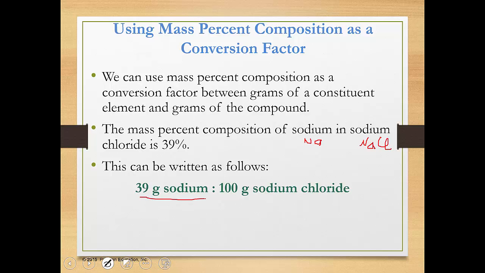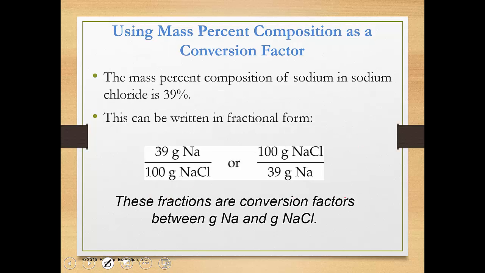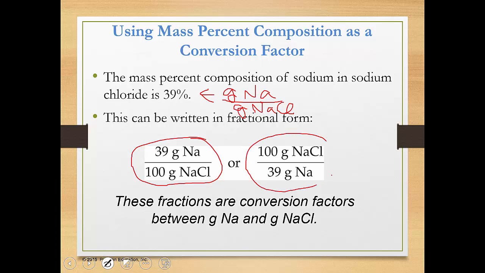So now if we have this ratio, we can use that as a conversion factor. So if we look at this, mass percent composition is 39%. Okay, that we know is a mass ratio, so it's grams of sodium per grams of sodium chloride. That's what percent is telling us, as long as it's mass percent. So I can write that in my fractional form this way, 39 grams of sodium over 100 grams of sodium chloride, or I can reverse that. I can say 100 grams of sodium chloride per 39 grams of sodium. I can write it either way.